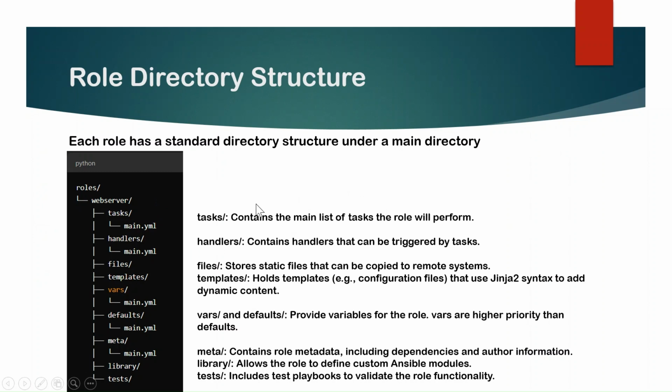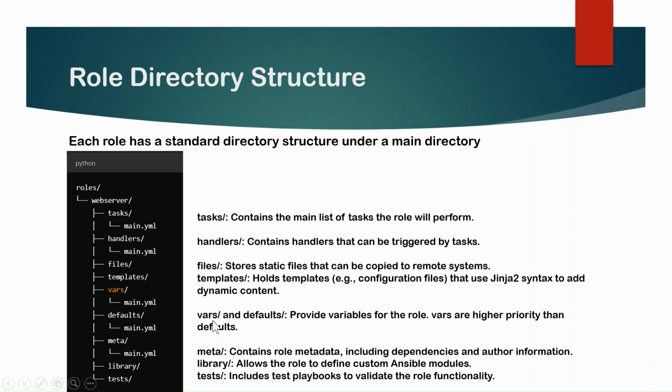So this is the directory structure of the role. So each role has a standard directory structure under a main directory. So here this main directory is a role, and under that the web server. So let's see what is tasks. So tasks contain the main list of tasks the role will perform. The handlers contain handlers that can be triggered by the tasks. Files. So files stores the static files that can be copied to the remote system. And what is templates? Templates holds template-like configuration files that use Jinja 2 syntax to add dynamic content.